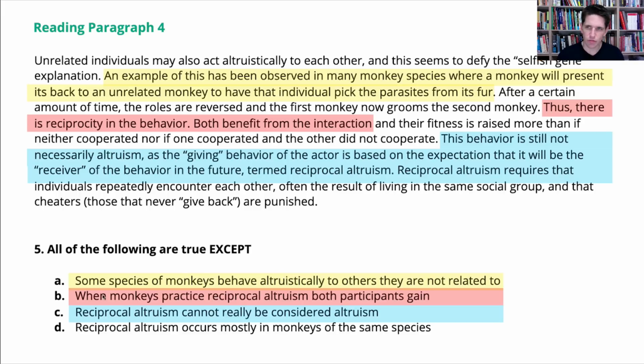Let me look at a different example here. Thus, there is reciprocity in the behavior. Both benefit from the interaction. When monkeys practice reciprocal altruism, both participants gain. So here you have a synonym. Instead of benefit, you have gain, right? And instead of having the information in two sentences, they can bring it together into one, keeping the main idea intact. So basically, they use some synonyms, change the grammar, or summarize to make a correct choice.